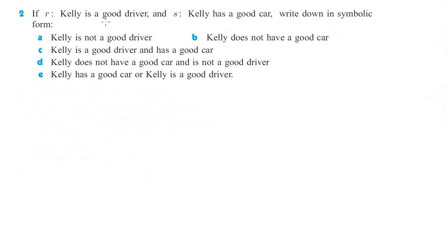If R is Kelly is a good driver and S is Kelly has a good car, write down in symbolic form, Kelly is not a good driver. So if R is Kelly is a good driver, then we would just put not R. Okay, and then B, Kelly does not have a good car, so Kelly has a good car is S, so then that would just be not S.